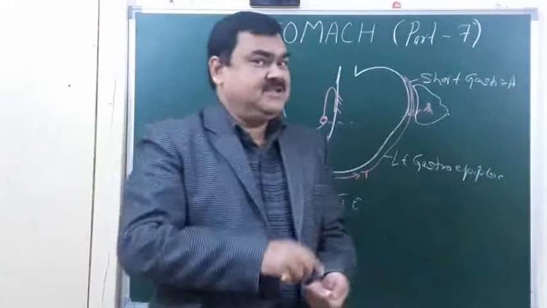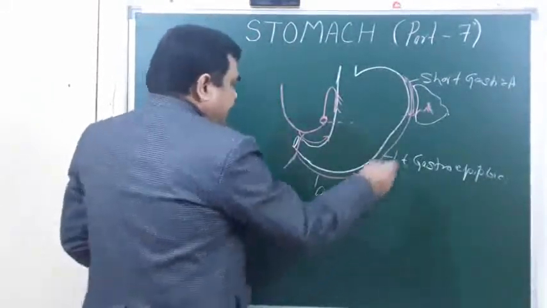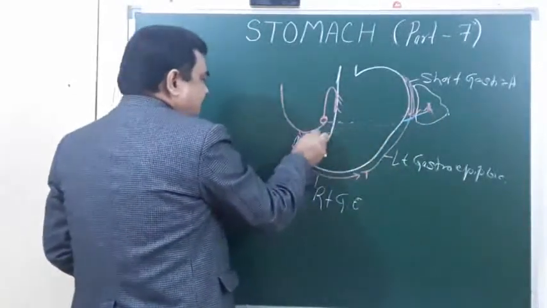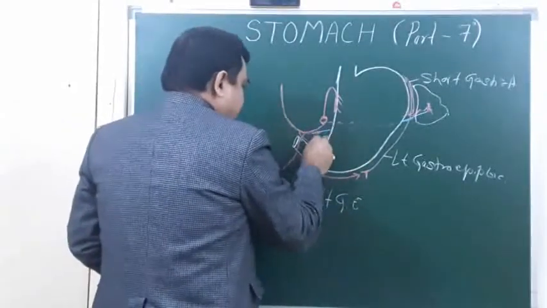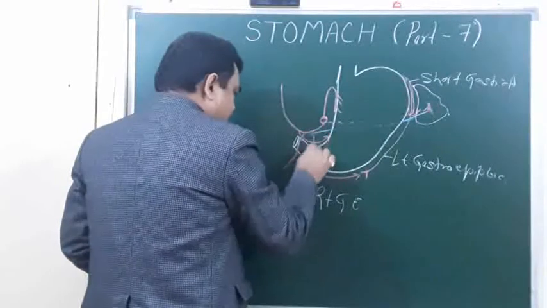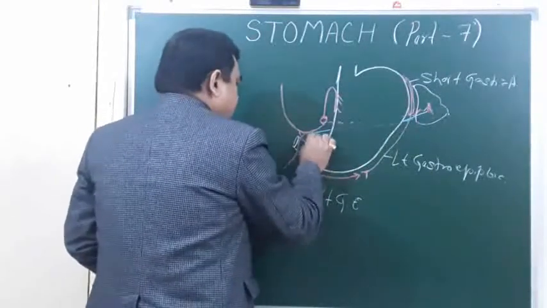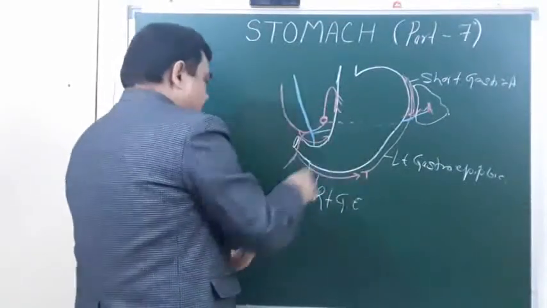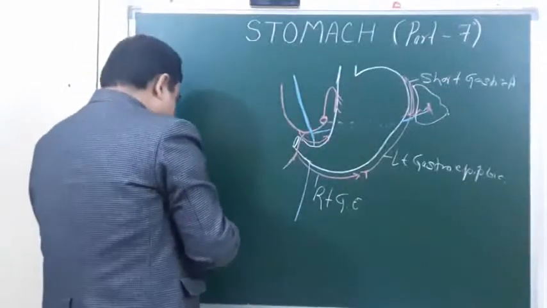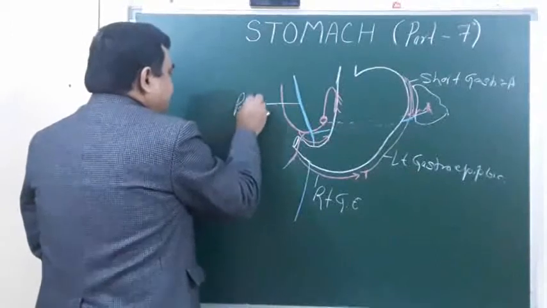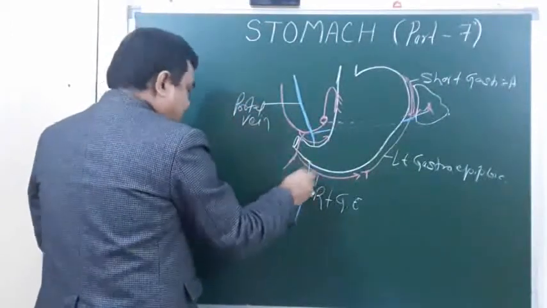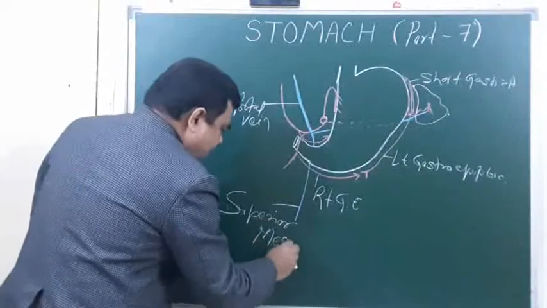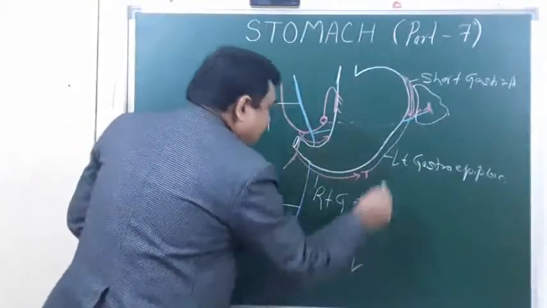Now discuss the venous drainage of the stomach. Here, from the spleen, one vein passes, that is the splenic vein. It joins with the superior mesenteric vein. Both these veins join to form the portal vein. So the splenic vein and superior mesenteric vein join to form the portal vein. This is the portal vein, this is the superior mesenteric vein, and this is the splenic vein.